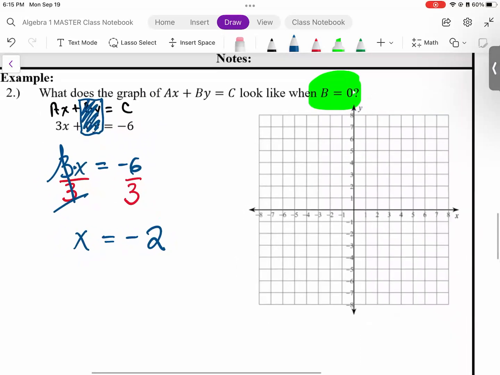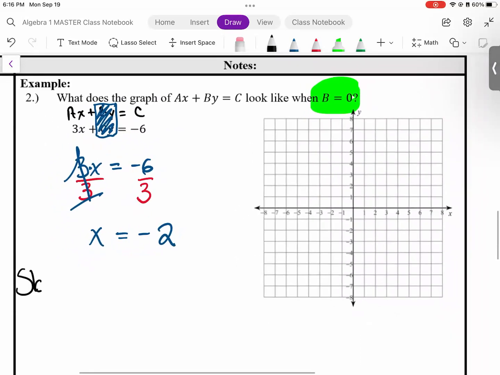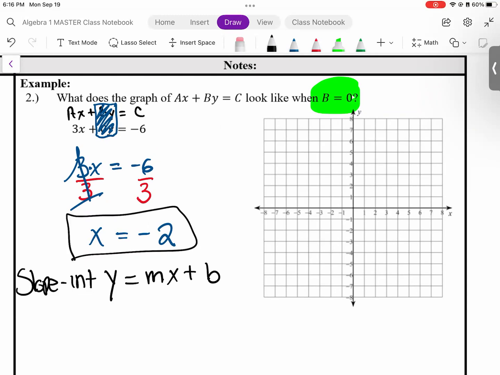Now notice that if we compare this to the slope-intercept form, the slope-intercept form has y is equal to mx plus b. In this case, there's no y. So how do we graph this function when there's no y? So whenever you want to graph a function, or in this case, this is actually not a function, but if you want to graph the equation and there's no y value, when you see x is equal to something, it's going to create a vertical line.